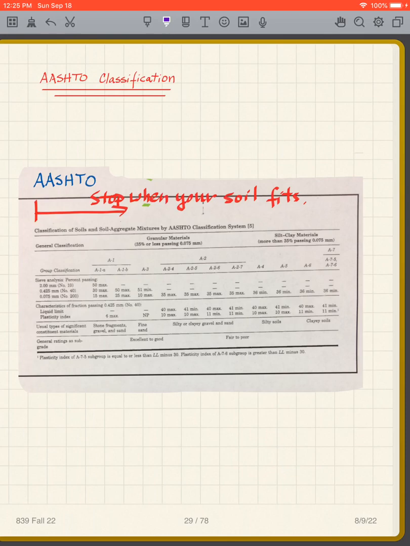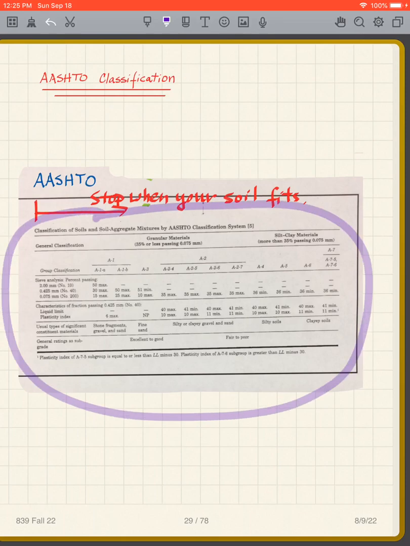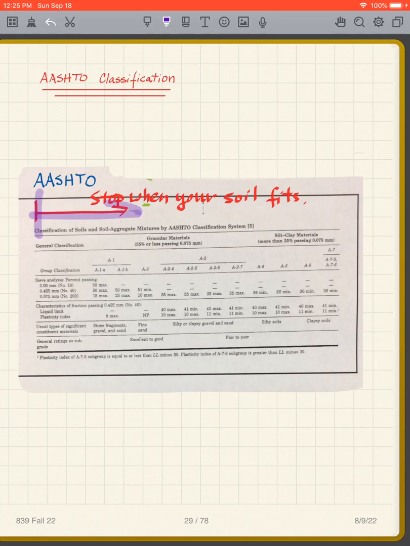All right, there's another soil classification that I don't cover in class, but is eligible for being on the PE exam, the AASHTO classification. Now, how does the AASHTO classification work? Well, you have this chart here. And again, we move from left to right. It's a little bit different. Basically, we don't necessarily go all the way to the end. We may stop here. What does that mean? You stop when your soil fits. So as soon as I get a soil that fits, I stop.